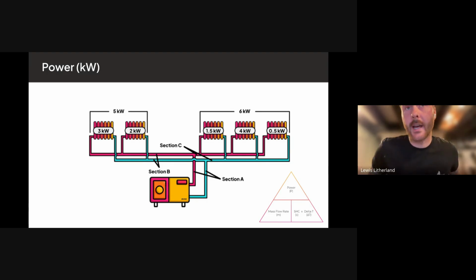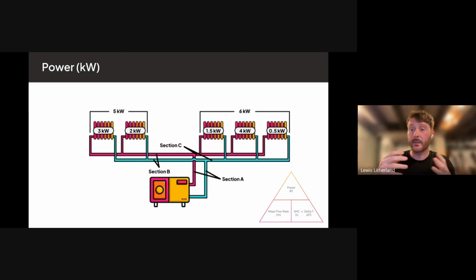You could say, section A, how much power does that need? Well, it's the sum total of everything, the 5 plus the 6 kilowatts. So section A needs 11 kilowatts. Okay, I'll put that into my calculation. What flow rate do I need there? Once you've got your flow rate, you can start looking at what pipe size you need from that, and what valves you can fit on that. And again, it's all relative.